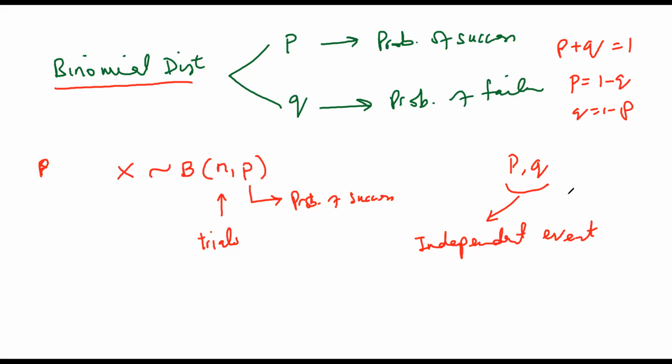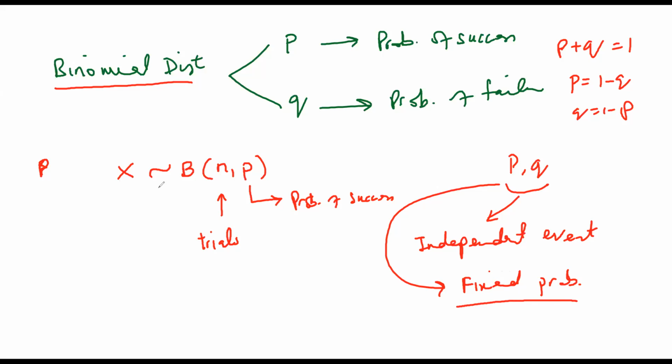Secondly, both of these events should have fixed probabilities throughout. Okay, the probabilities are fixed or constant throughout the experiment. It should not be the situation that in the first trial the probability of P was, let's say, 0.8, and in the second trial it decreases to 0.7, or it increases. So this has to be fixed throughout the whole experiment.